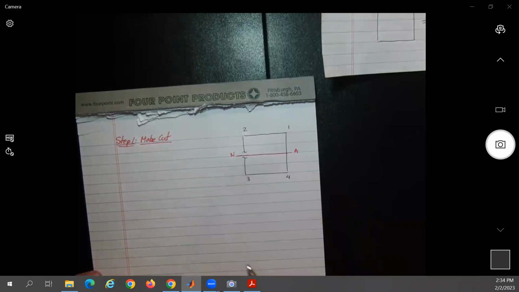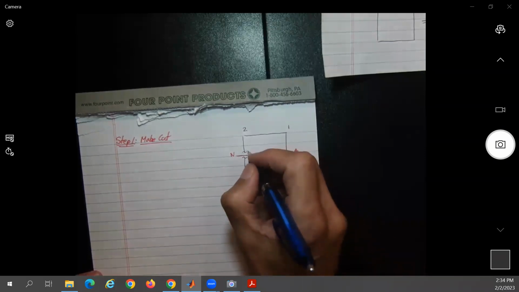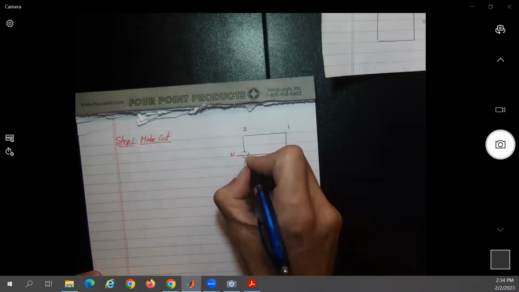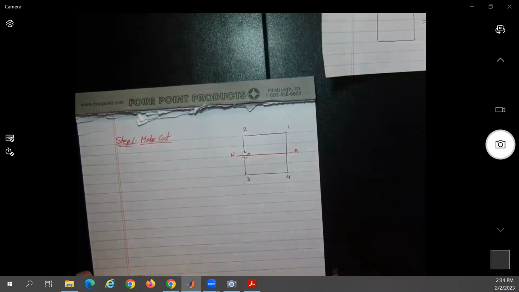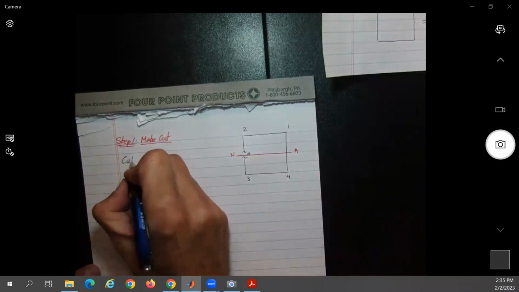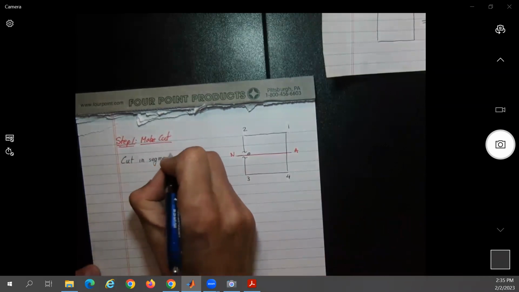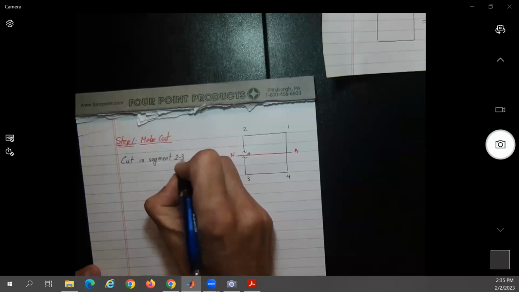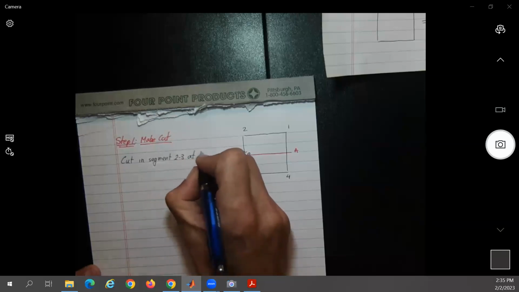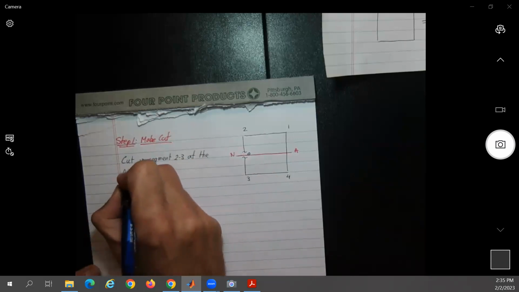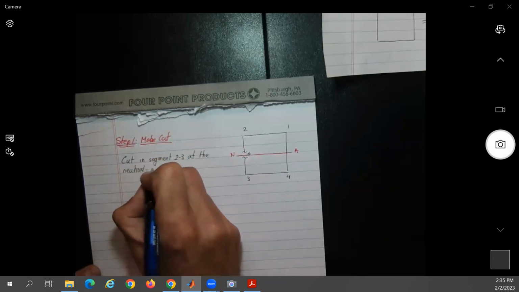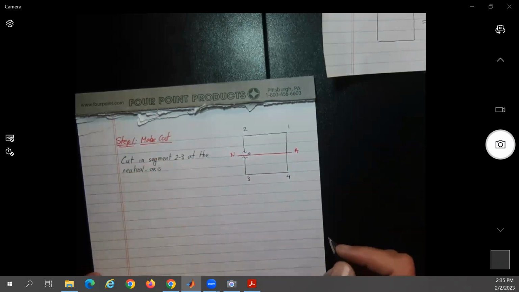All right, so we make the cut over here. And let's call this point, okay, so you want to cut in segment 3 at the neutral axis. Maybe I should call it differently at that point.